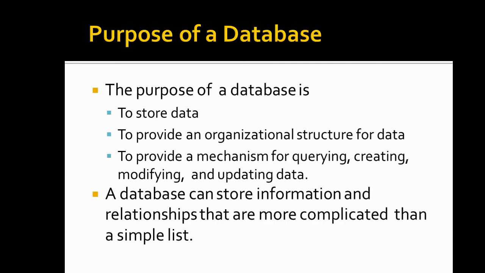Before we take a look at the anomalies of the list, what's wrong with the list, let us first take a look at the purpose of a database. The purpose of a database is, number one, to store data. It is just like, for example, your bag. You store your things inside your bag. And why do we store? So that later on we can actually retrieve this data.